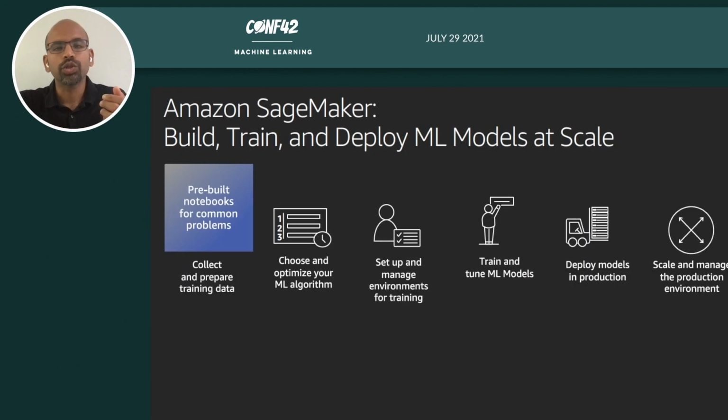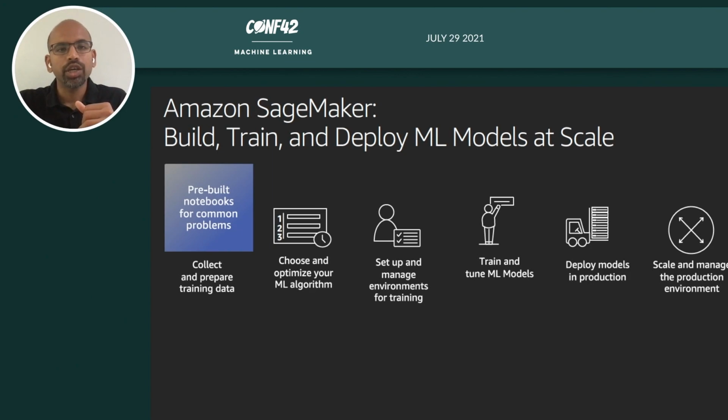To start with, we offer pre-built notebooks. These pre-built notebook examples are available within the SageMaker environment in your own AWS console. Machine learning developers can just use these examples to start experimenting for their own specific use cases. So if you are new to SageMaker, you do not have to start from scratch. You could leverage these pre-built notebook examples and use them as a starter to explore the SageMaker environment.